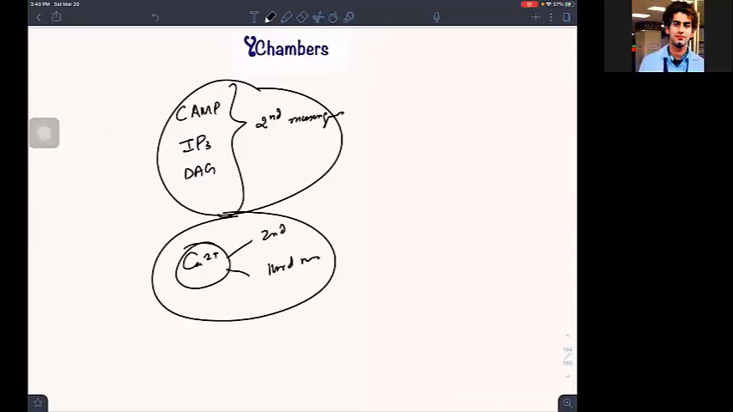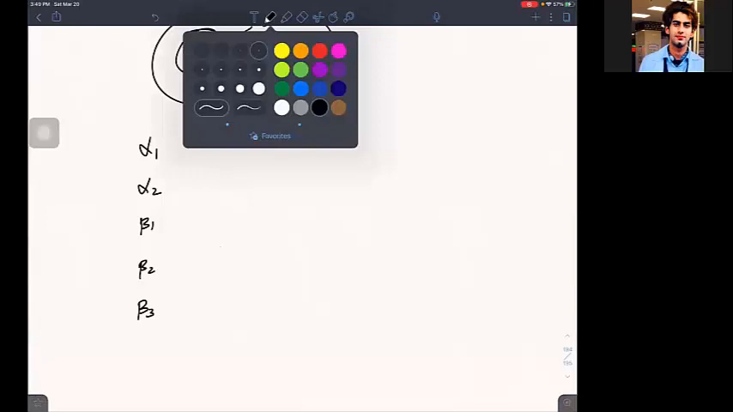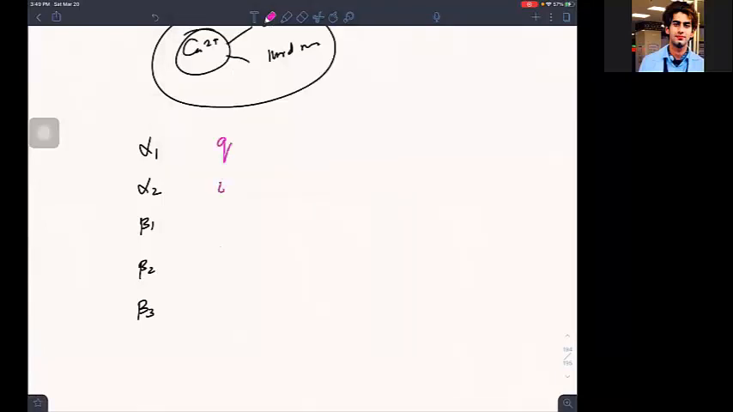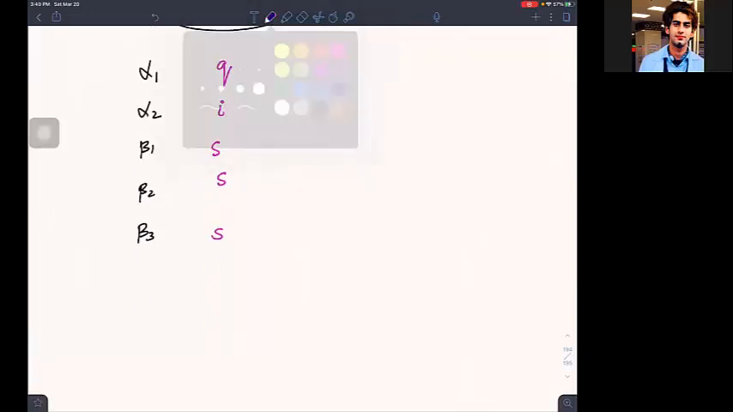So let us give you a mnemonic, a famous mnemonic actually, for how we remember their receptors and their working. First we write all the receptors like this: alpha 1, alpha 2, beta 1, beta 2, beta 3. Then we say Q, I, S, S, S. So this is the famous mnemonic. Now these all are what receptors, by the way? These all are adrenergic receptors.